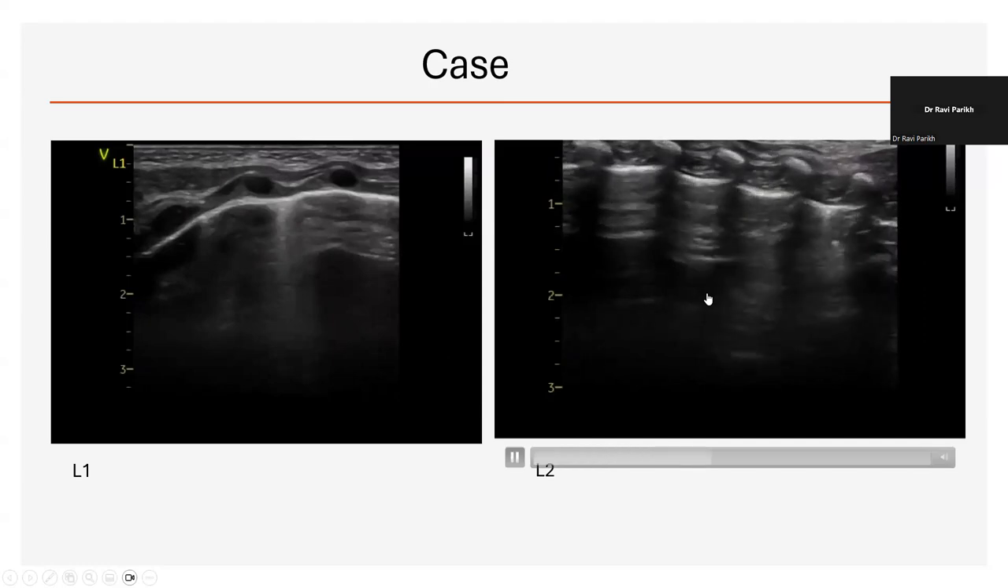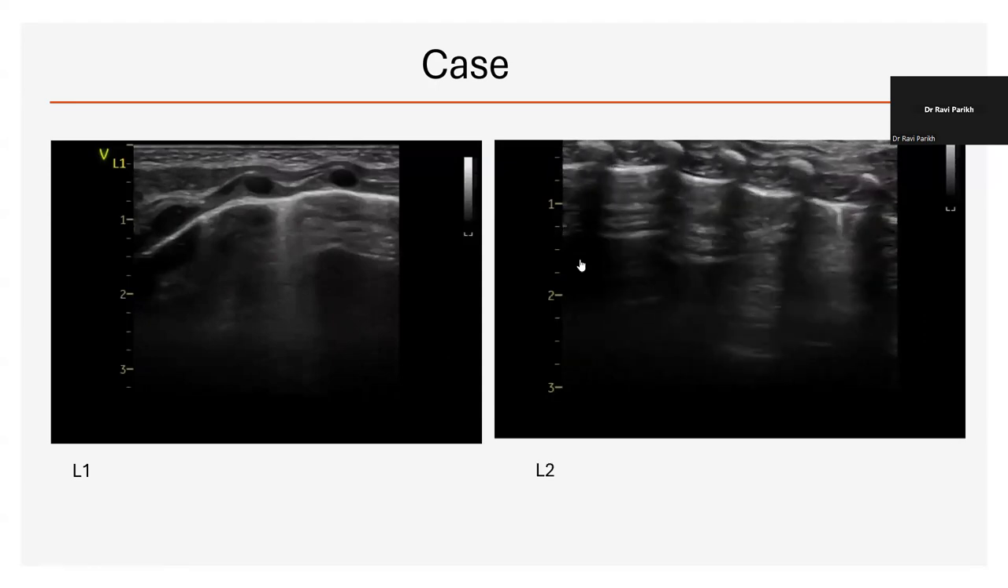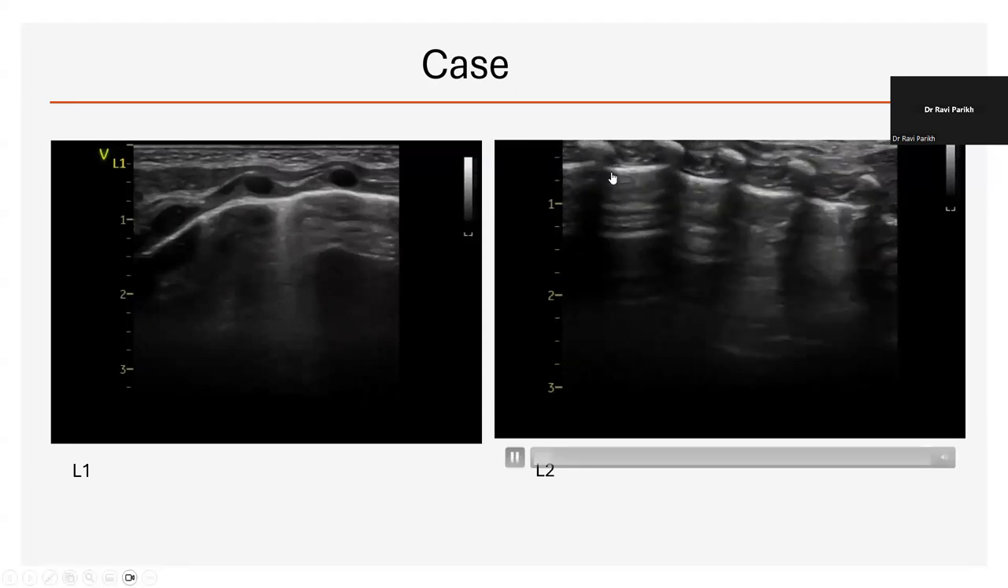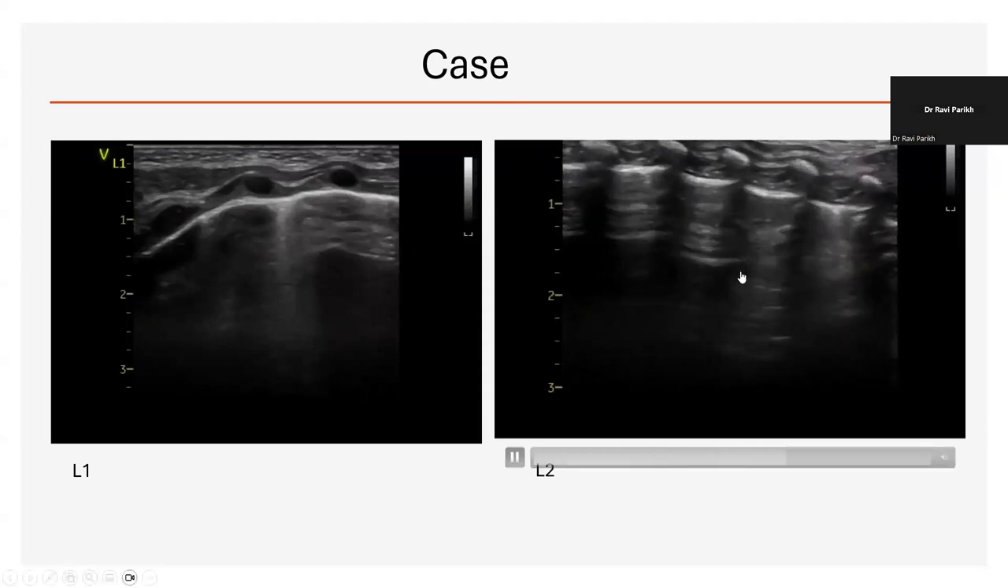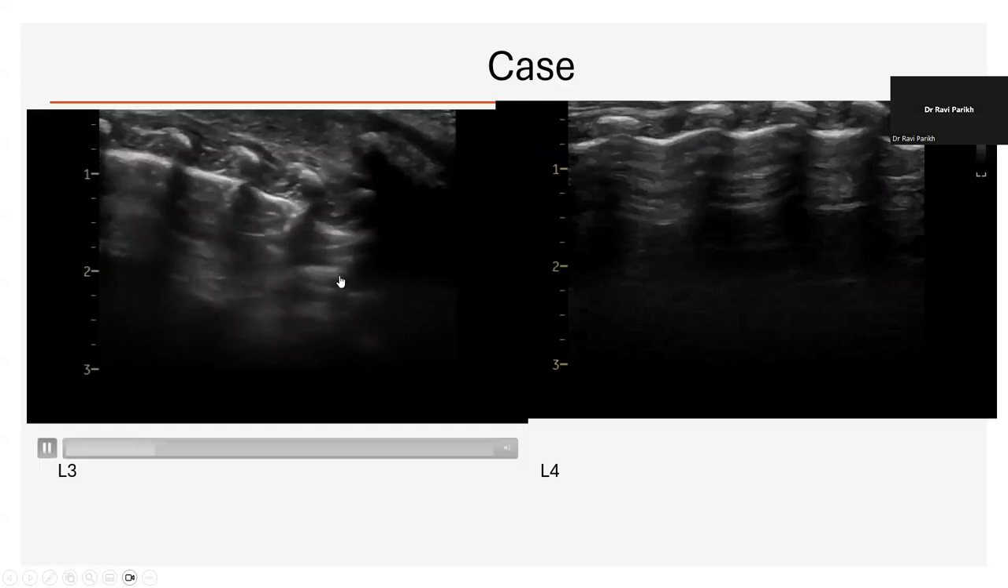Yep. And we can see definitely pleural sliding, I think, and a profile essentially. Yep. Okay, I would agree. A few comet tails. Okay.